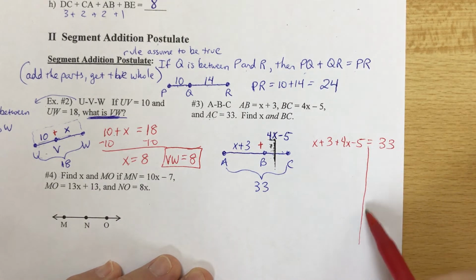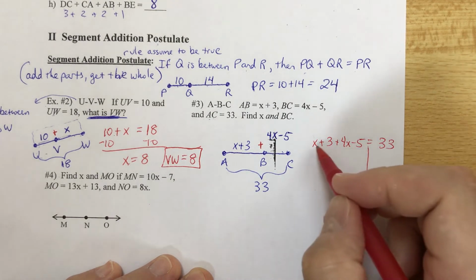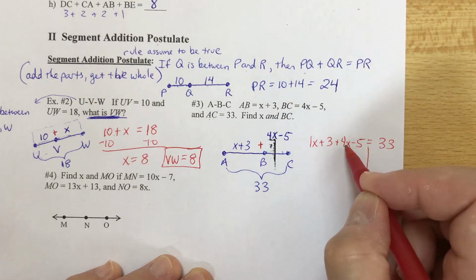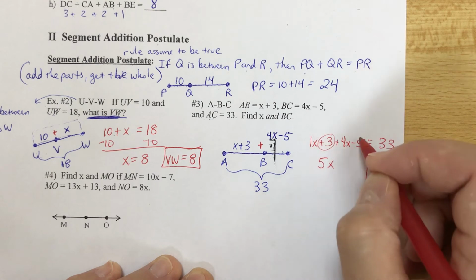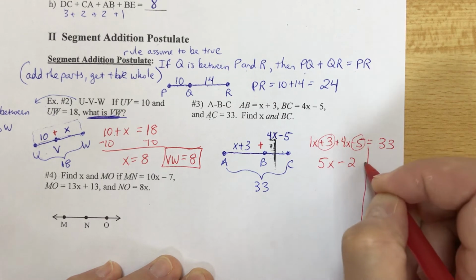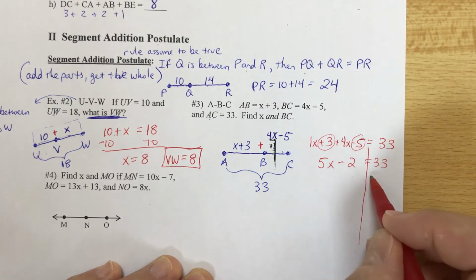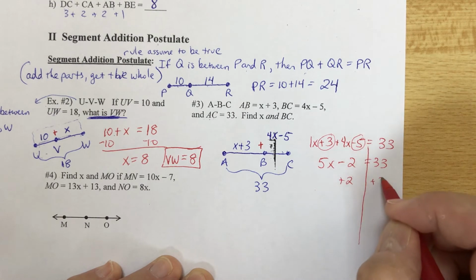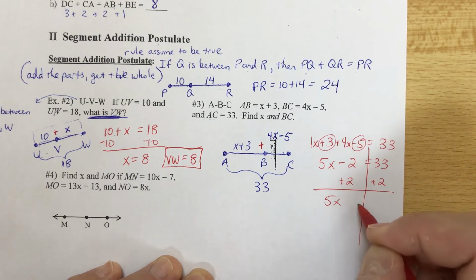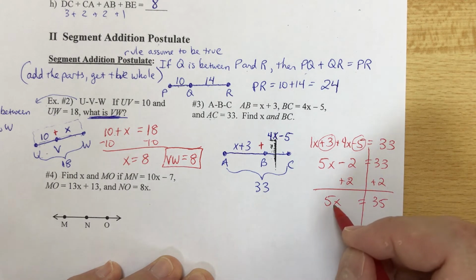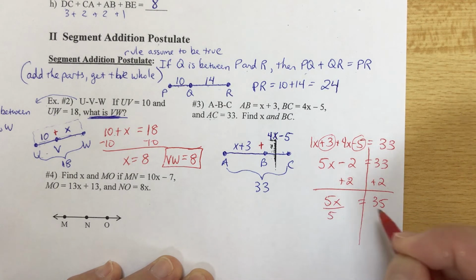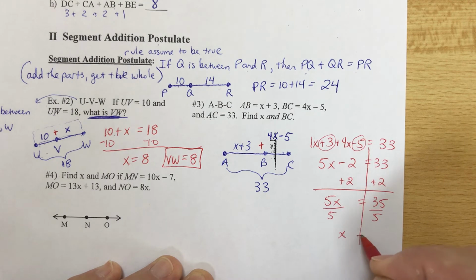I'm going to just draw this. Here's my left side, my right side. Add like terms on the same side. 1 plus 4 is 5x. 3 minus 5, that is negative 2, equals 33. Move the constant, we'll go plus 2. So 5x equals 35 because negative 2 plus 2 is 0. To undo multiplication, we'll divide by 5. X equals 7.